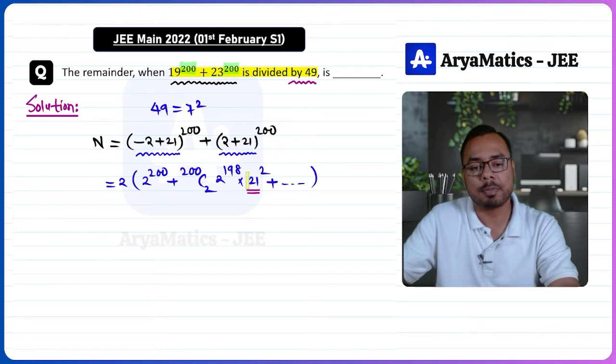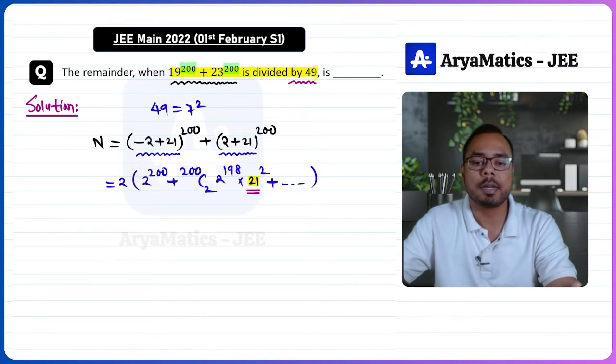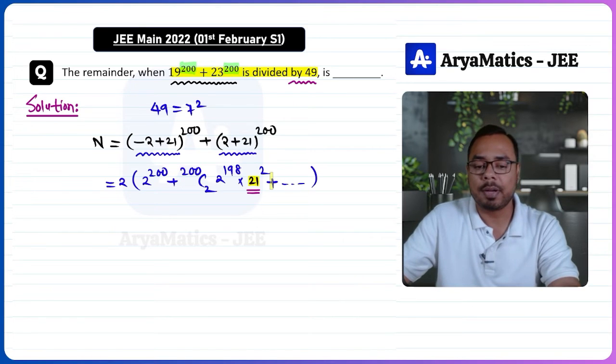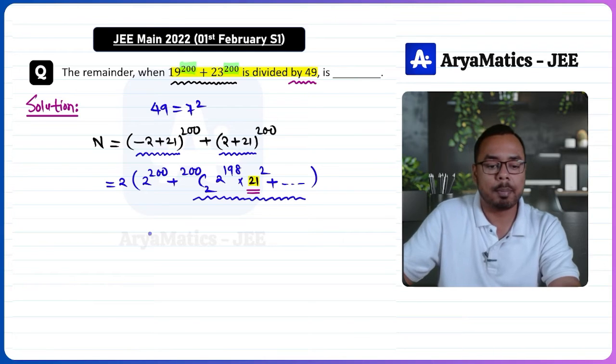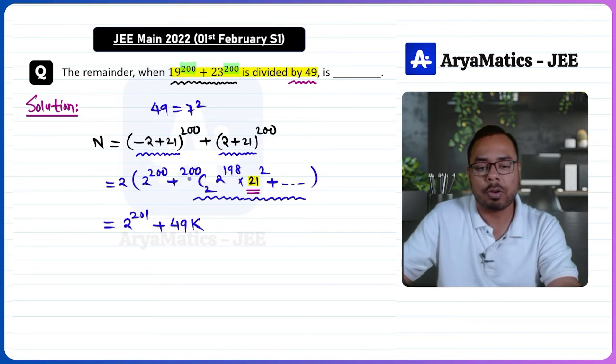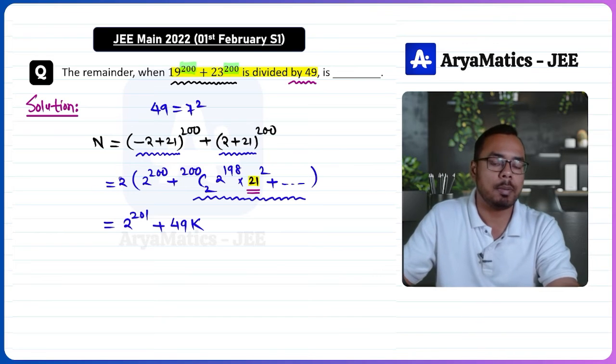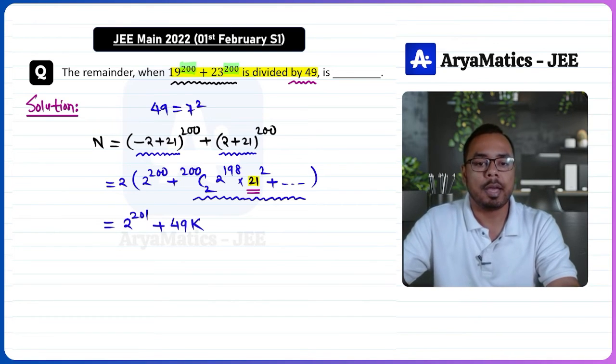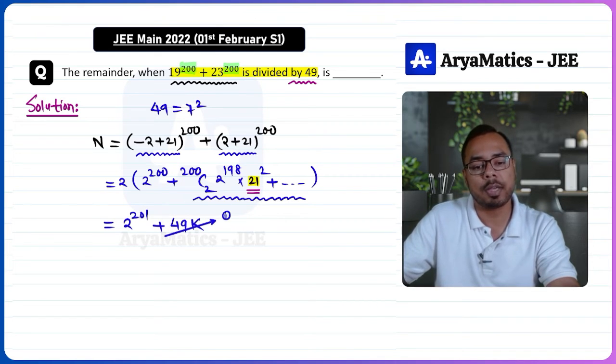So that means this term is a multiple of 21 square and hence a multiple of 7 square. After that, the next term will be 21 raised to 4, which is also a multiple of 7 square. So in fact, except for the first term, all the other subsequent terms will be multiples of 49. You can combine all of these terms and say this will become 2 into 2 raised to 201 plus some multiple of 49. All of these terms are multiples of 49 multiplied by 2, so they are still multiples of 49. And if you divide a multiple of 49 by 49, the remainder will be 0. So from this term, you will not get any remainder.